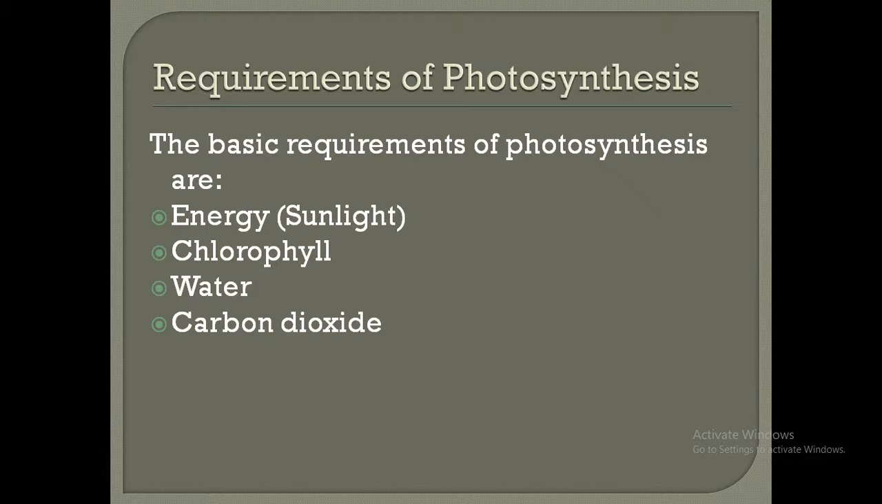The requirements of photosynthesis. The basic requirements of photosynthesis are energy, which comes in the form of sunlight, chlorophyll, which is already present in the chloroplast of the leaf, water, which comes in the plants through root hair cells from the soil, and carbon dioxide, which enters the plants through stomata from the atmosphere.